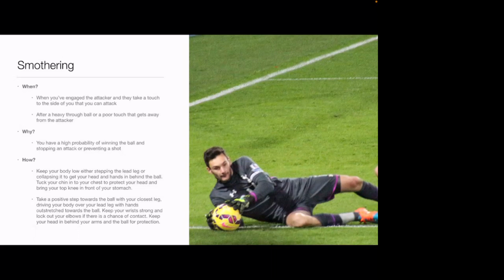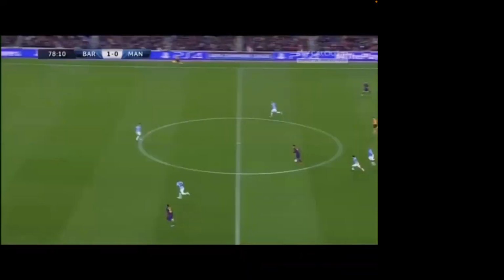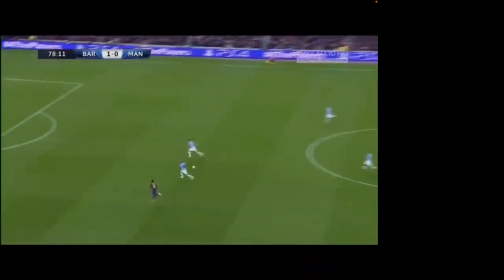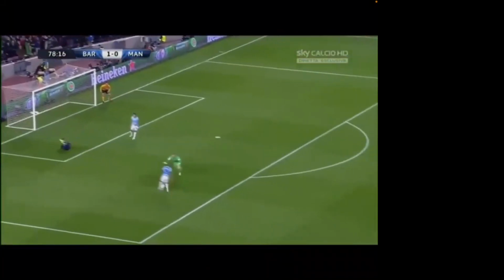And keep your head in behind your arms and behind the ball for protection. So what we'll see here, you would have seen that at the start, the Joe Hart scenario. So I'll play the clip and we'll break down what's good about it. Heavy touch, opportunity to go and smother.